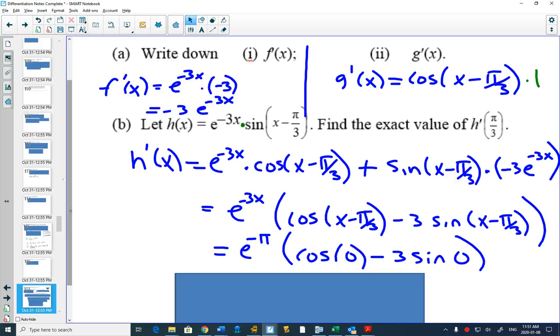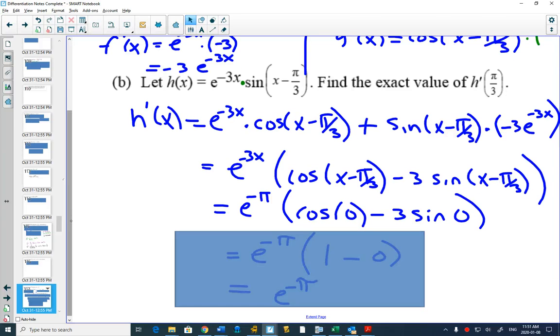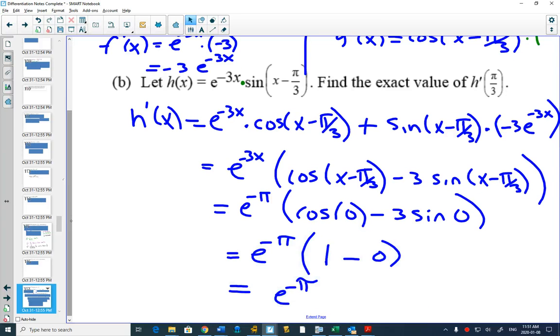And you get cos of 0 minus 3 sine of 0. And it goes back to your unit circle. What's cos of 0? What's sine of 0? Which one's the x-coordinate? Which one's the y-coordinate? That's right. The x-coordinate is 1, so cos of 0 will be 1. Y-coordinate is 0. And it just becomes e to the negative pi.